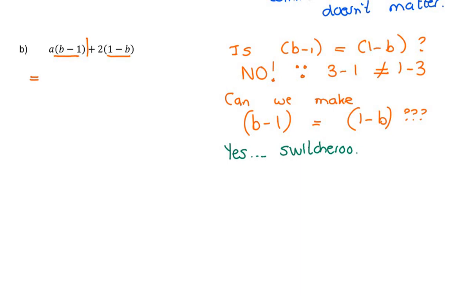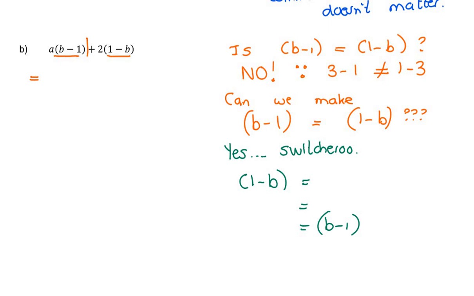Now what the switcheroo says is, if you have 1 minus b as a bracket, and you want to make it eventually look like b minus 1, how do I go and do that? How do I swap it around? Because I'm not allowed to just swap it and leave everything the same like I could in example A, because this isn't addition.